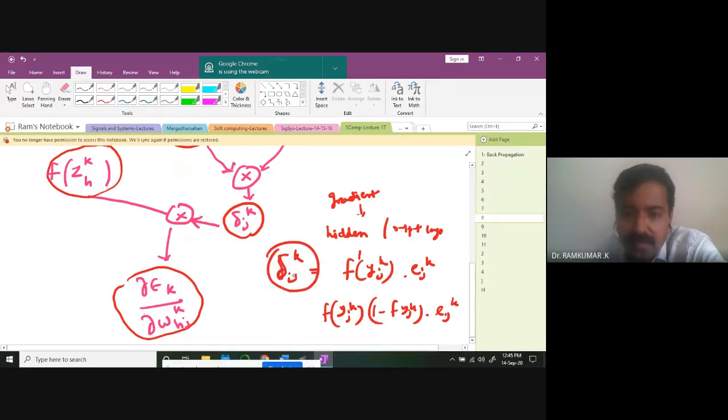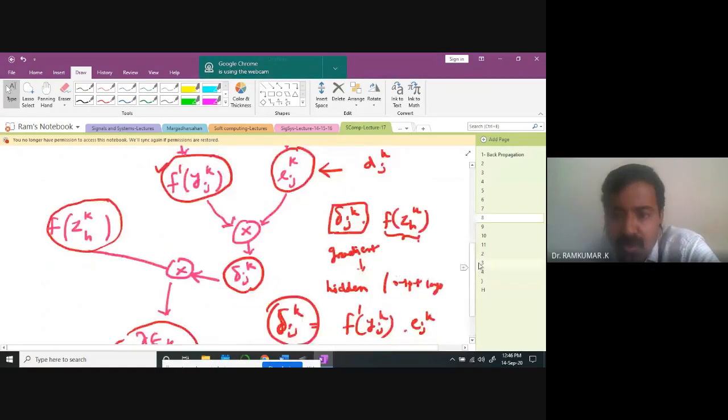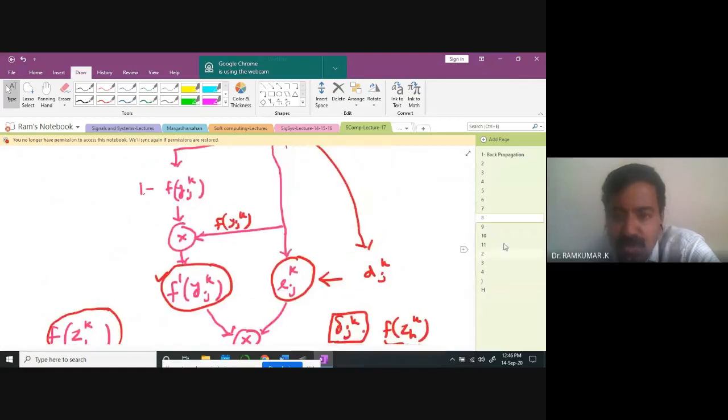Delta jk is multiplied by f of zh, which is coming again from the exponential functions, from the previous slide. So it is more like this delta getting scaled by this term. Delta j, that is this output. Now that's the computation for this line.